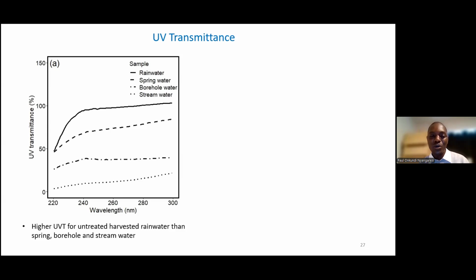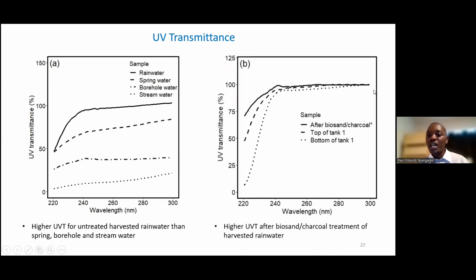That is the same across. And therefore, when we did the filtration using the biosand, this is what we obtained. The UVT was so high, and that's why we were able to obtain very good results in terms of disinfection. This is what we had after filtration, after biosand, and we had also included charcoal. You can see the UVT was so high, about 95%, which is perfect for applying the UV system.